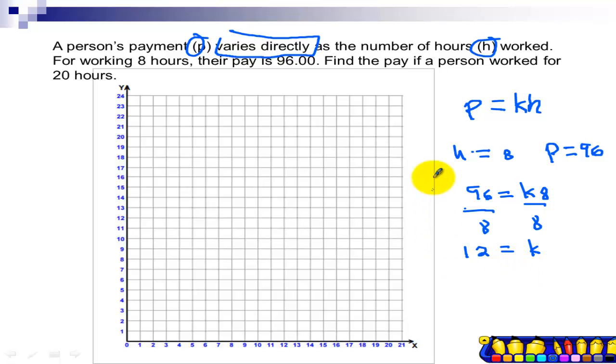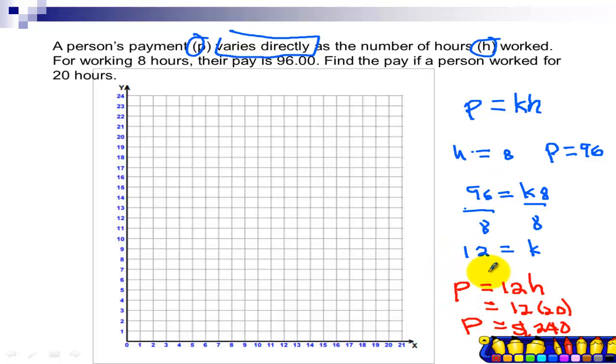So from here, we can go back to our equation and say my direct variation equation is P equals k, which is 12, times H. We can now use this equation to solve what is being asked. Find P, the pay, if the person is going to work for 20 hours. So we just replace our H by 20, and we are going to get $240 as the pay if the person is going to work for 20 hours.